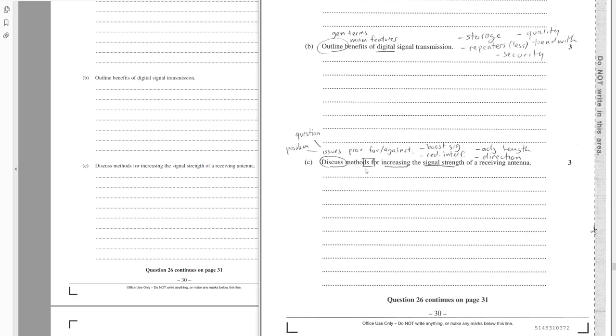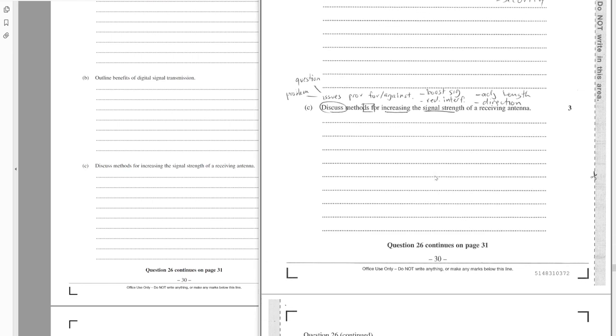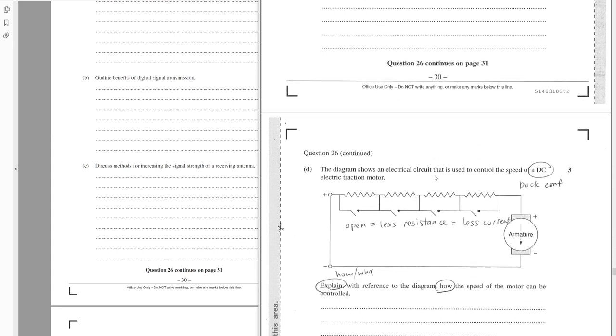It says methods, so you notice the box around the S there, they've said methods, so we should give two at least. I would say in this case, as long as you've named two things, if you said boost the signal and, you know, chop down the trees in the way, I'd probably be looking at a pretty reasonable, pretty favorable answer there. I think it's a hard question. It's worth, you know, this is why we do these practice papers. Okay.